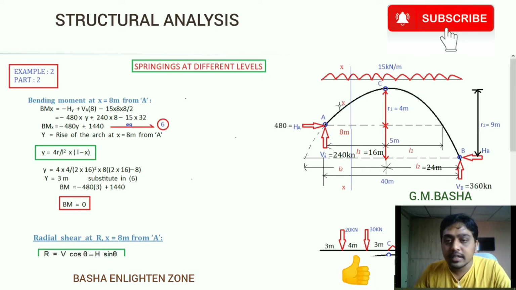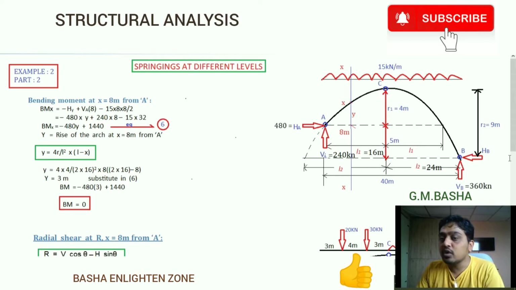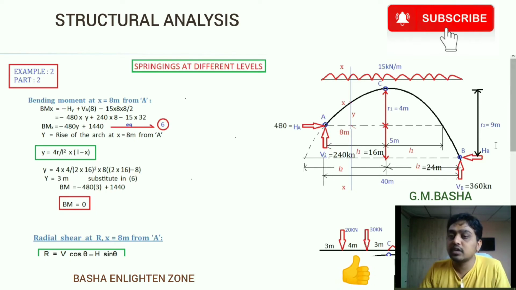Next, we are going to find this intermediate rise. From here up to this line, I am denoting with y. So y is the intermediate rise. This r1 equal to 4 meters is the rise for the left support, which is the highest point of the arch from the left support, and this r2 equal to 9 meters is the rise from the right support, which is the lowest point of the arch. So from the right support to the highest point of the arch is equal to 9 meters.